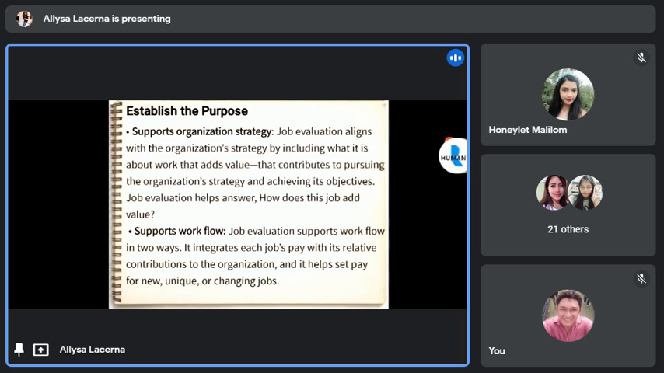So, paano ba makakatulong ang job evaluation on the organization strategy? Of course, to motivate people's behavior toward organization's objectives, job evaluation calls out to the employees what is it about their work that the organization values, and also what supports the business strategy and its key factors contributing to the success of the organization.